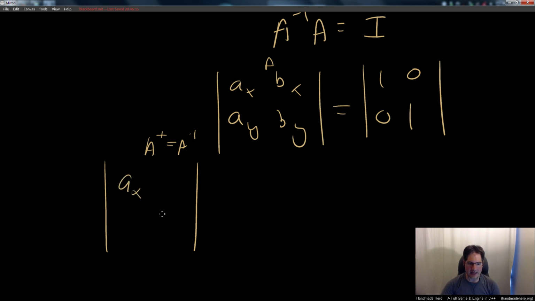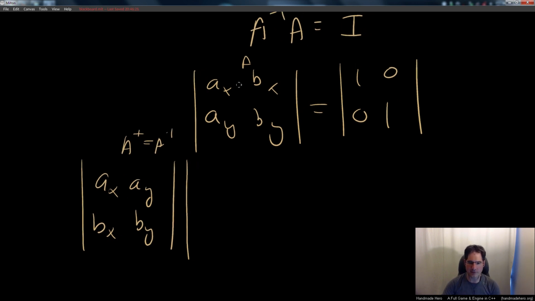I know that my AX and my BY stay in the same place. I know that my BX and my AY switch, right? Well, let's multiply these matrices together. We know we're going to get another 2x2 matrix, another 4-element matrix. We know how to multiply. We've done this a bunch of times on Handmade Hero.